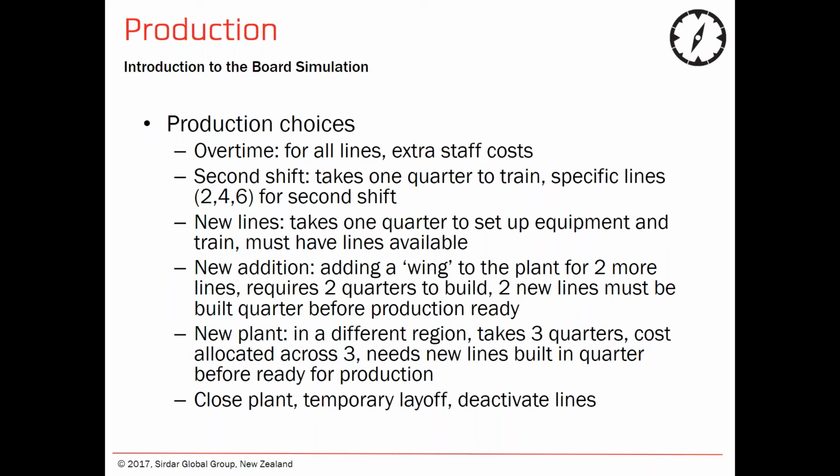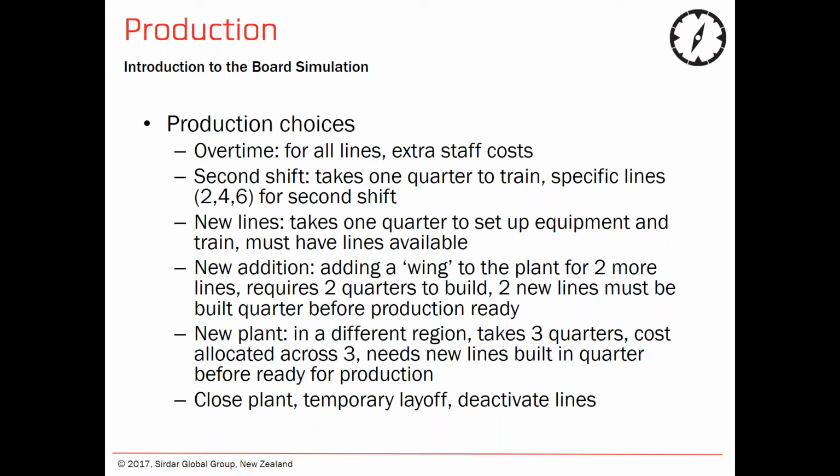So a new plant is in a new region. You can't put a plant in your home region. It must be in a different region from your own. It takes 3 quarters. The costs are allocated across those 3 quarters, as are for the new edition that's over 2, so it's allocated over 3, so plan your cash flow, and you then will also put in place your lines in the quarter before production.